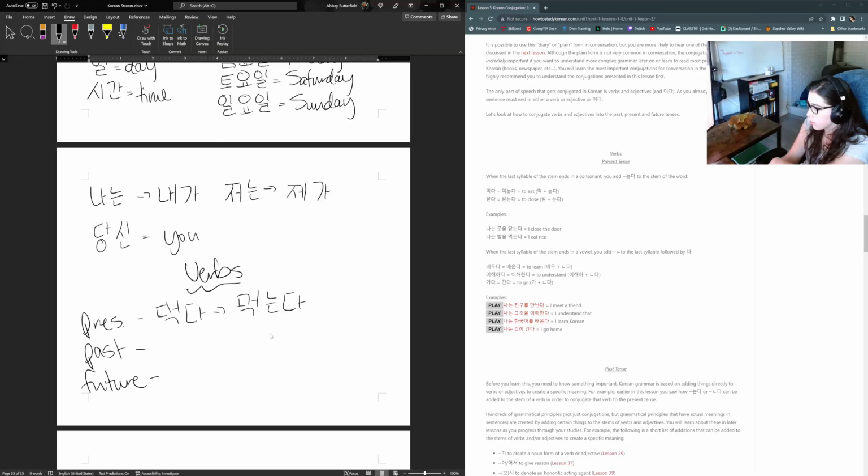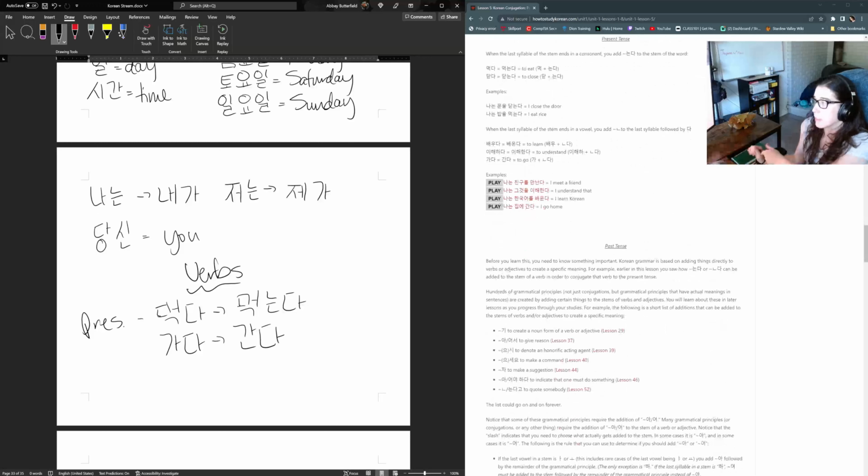And the vowel, so let's just do 가다. I don't think I gave myself enough space. No, I didn't. It's okay. We can erase. That's what erasing's for. And we have 가다, which turns into 간다. So I go home. 나는 집에 간다. I learn Korean. I think we're all there. So 나는 한국어를 배운다.